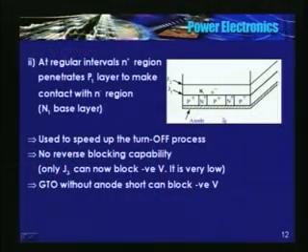So in other words, this structure, or an anode short structure, cannot block negative voltage. So this GTO is also known as the asymmetrical GTO. Why? It can block only positive voltage, that is because of junction J2, and it cannot block the negative voltage. If at all it can block, it is a very small voltage, that is because of J3. Okay.